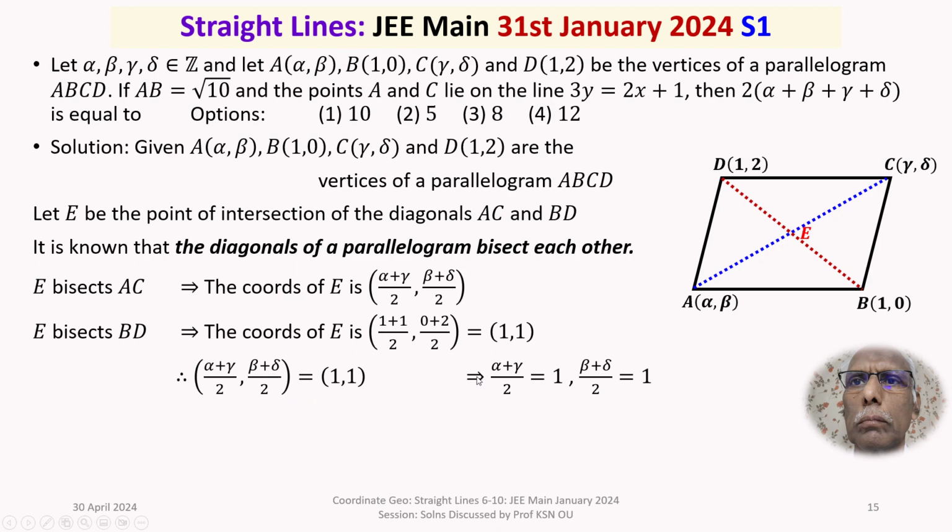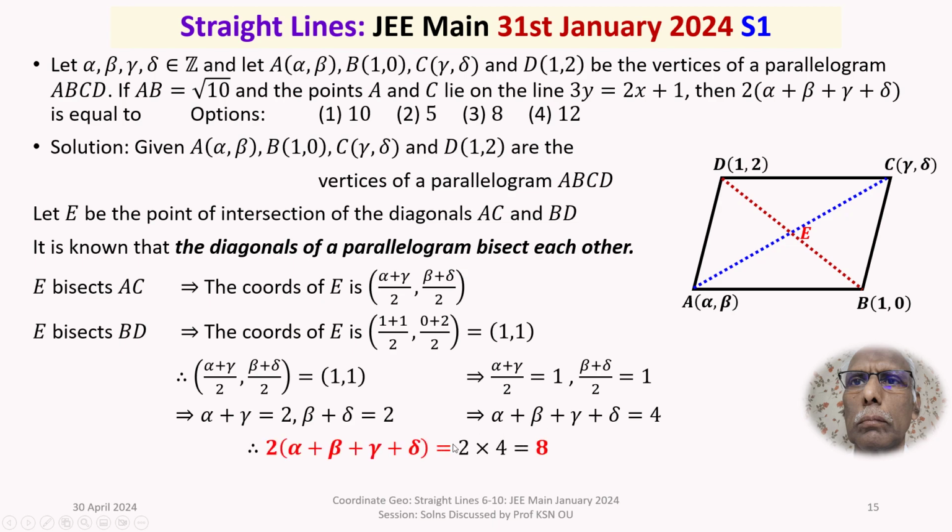That will give you alpha plus gamma by 2 is equal to 1, beta plus delta by 2 is equal to 1. So this will imply alpha plus gamma is 2 and beta plus delta is 2. Adding these two, alpha plus beta plus gamma plus delta is equal to 2 plus 2, 4. We are required to find the value of 2 times alpha plus beta plus gamma plus delta, and that will be equal to 2 into 4, that's equal to 8. Let's look at our options. Our answer 8 appears against option 3. Therefore, the answer to this question is option 3.